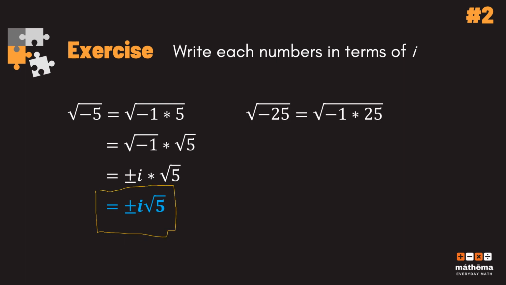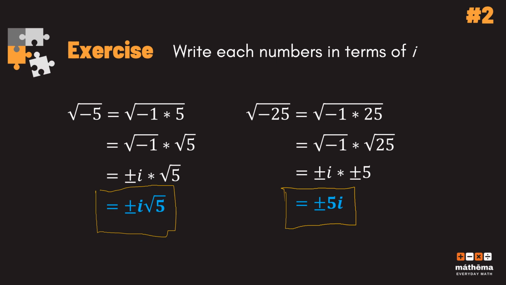Alright, last example. So we have here the square root of negative 25. So negative 25 can be rewritten as negative 1 times 25. And then we will write the square root of negative 1 times the square root of 25. And again, the square root of negative 1 is i. And then 25 actually is a perfect square, so we have plus minus 5. So in this example, we will have plus minus 5i. So again, this will be our final answer. So that is how we simplify numbers in terms of i.